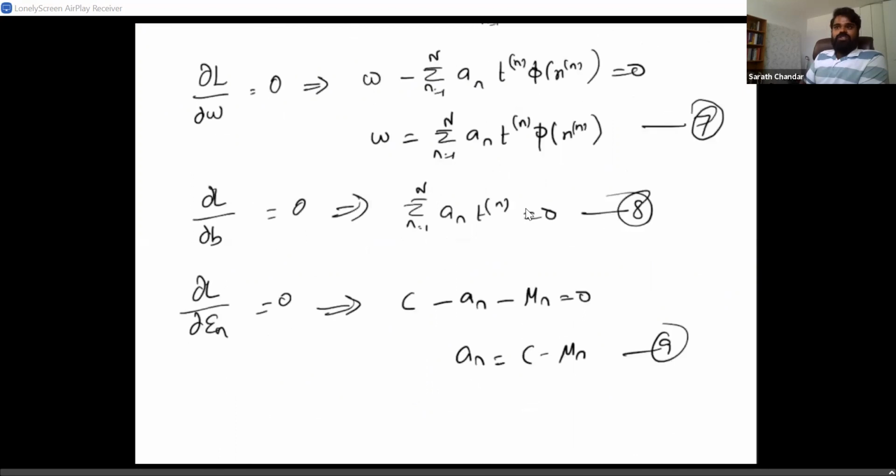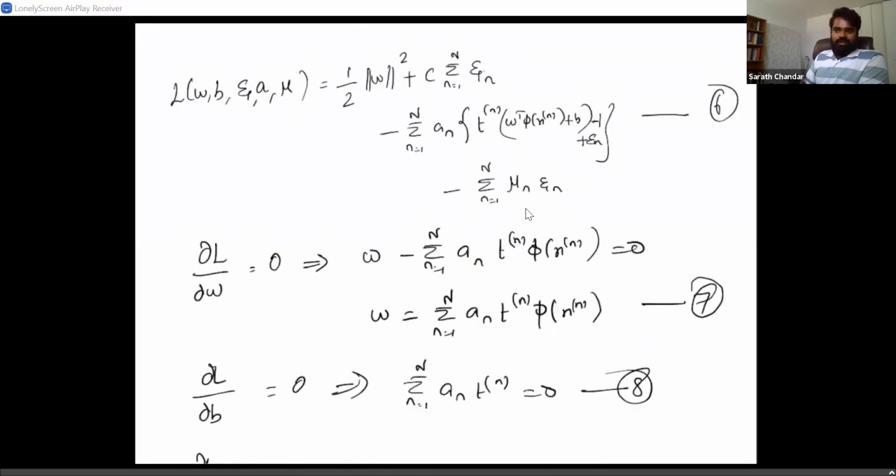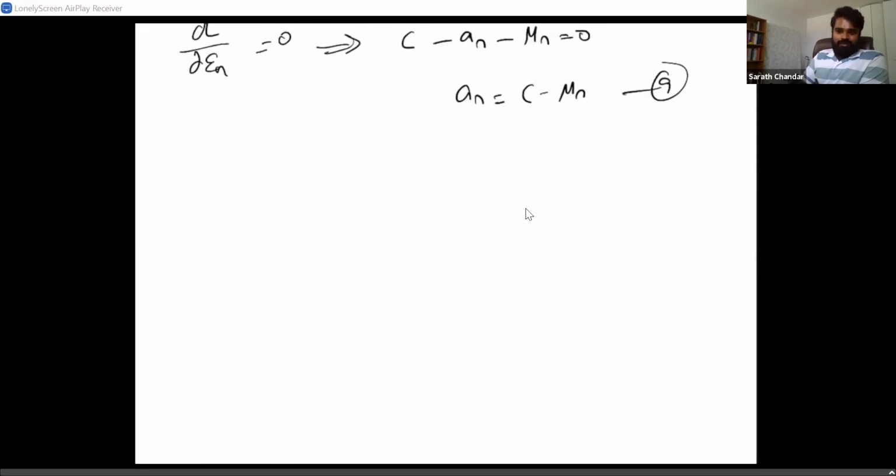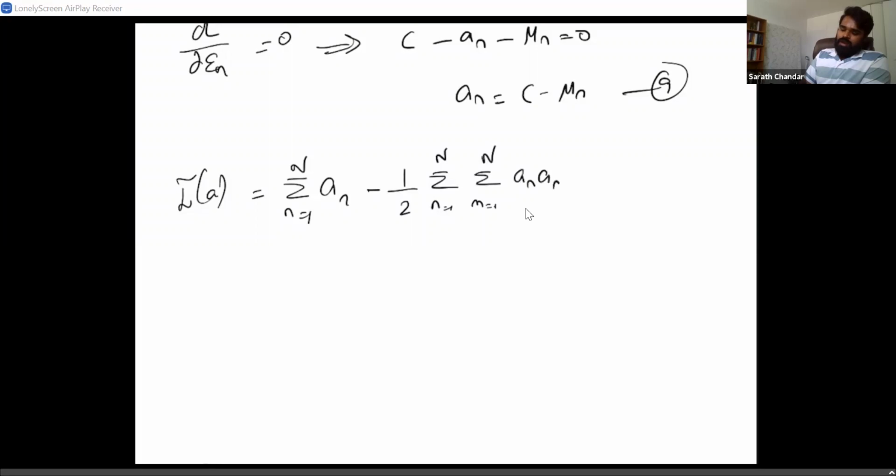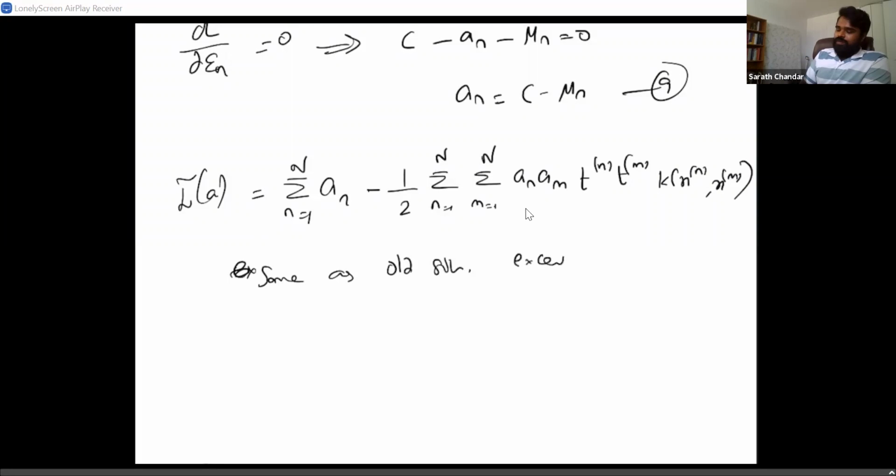Now I'm going to substitute 7, 8, 9 in equation 6. I'm not going to do the steps here. It's trivial. You could do the steps and you will find that it is exactly the same as the previous solution, with a_n, a_m, t_n, t_m, kernel of x_n, x_m. It's exactly the same as the original hard max margin solution, except for the constraints.